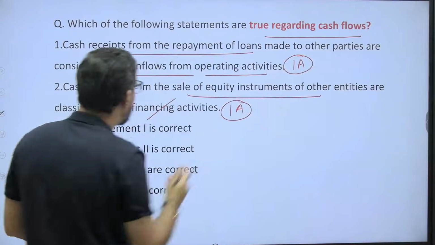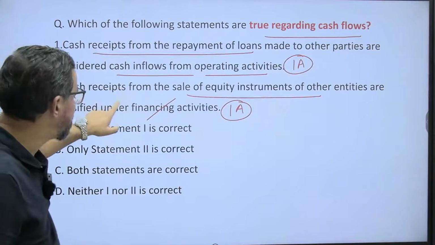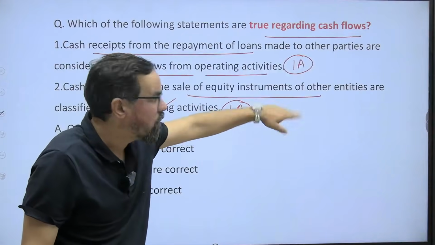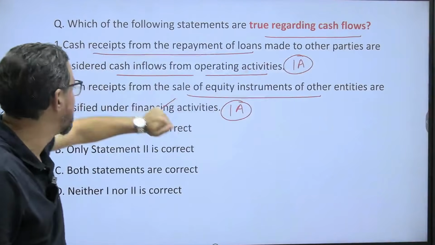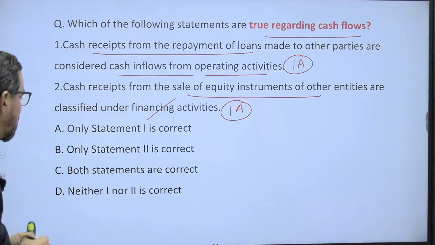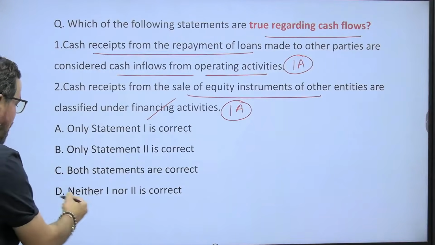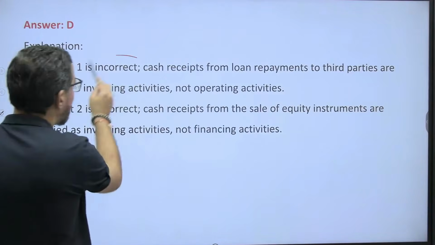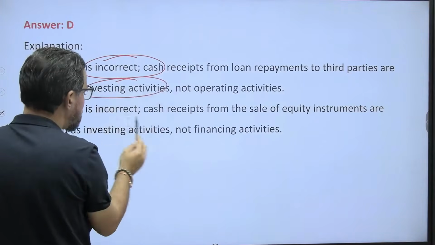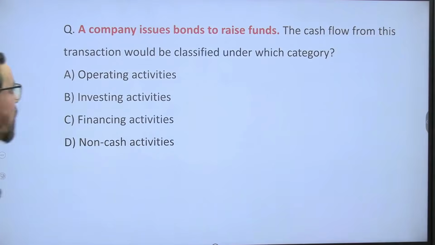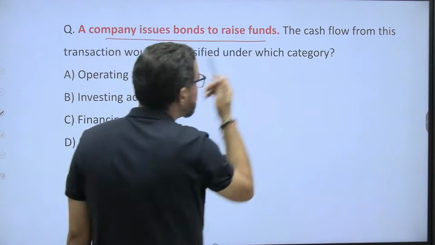So what have they mentioned? Cash received from the sale of equity instruments of other entities. So this is investing activity. Both are wrong. So neither 1 nor 2 is correct. So D will be the right answer for this particular one. Both statements are incorrect in this case. First one is investing activity and another one is also investing activity. Next one, a company issues bonds to raise funds.